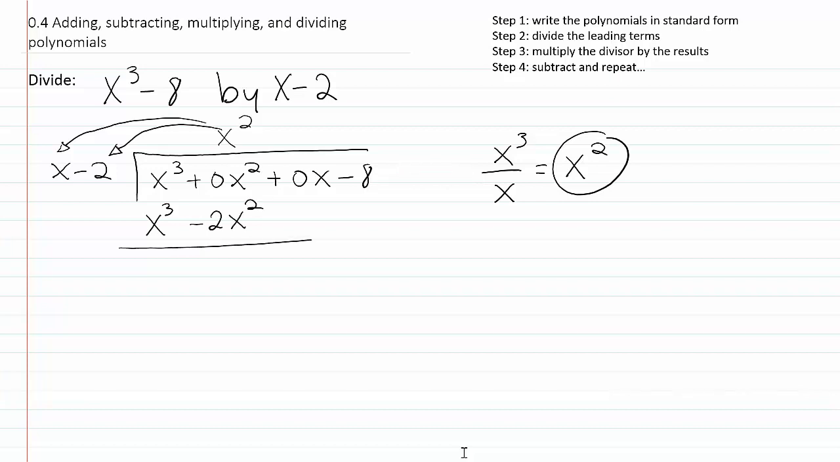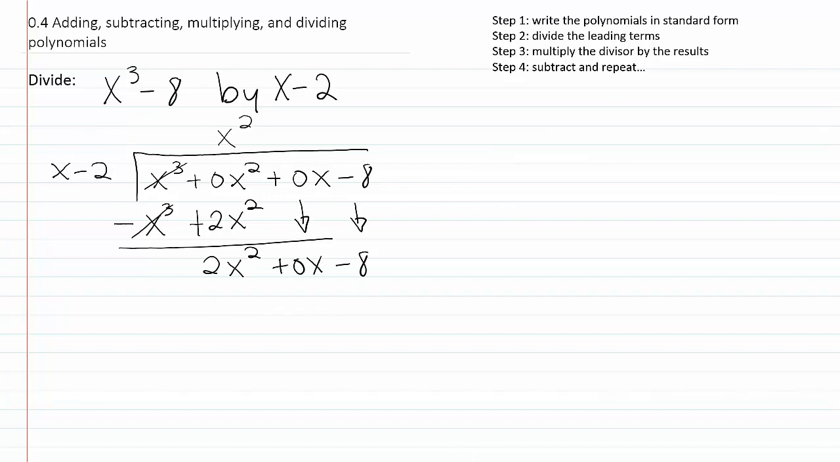Now we draw our line and change our signs so that the x to the third and the negative x to the third cancel out, and we're left with 2x squared. Carry down your 0x now, and carry down your negative 8. All right, so since the degree of this polynomial is greater than the degree of our divisor, we must go ahead and continue the process.